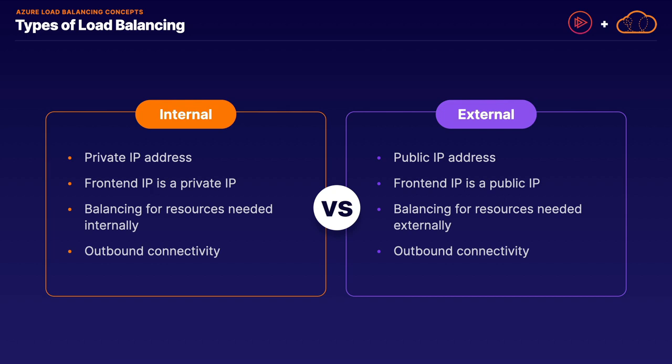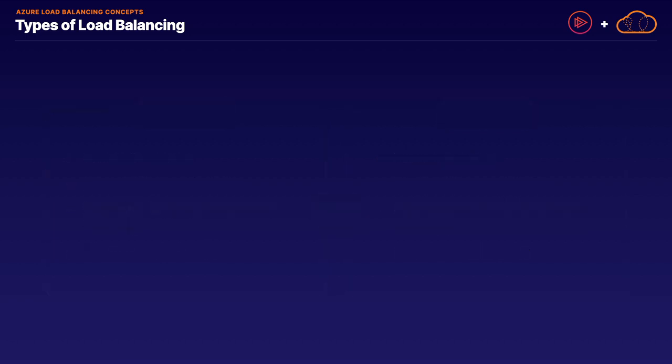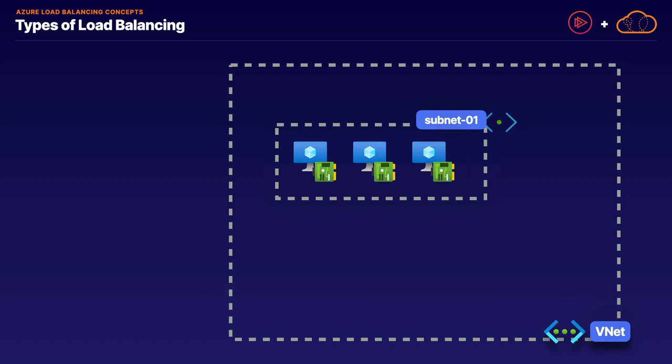Now, while this covers the high-level differences between internal and external load balancers, I think it's easier to understand all of this when we actually look at it inside of a diagram instead of just comparing them versus one another in a chart here. So let's take a look at the solution in a diagram and understand the differences between internal and external load balancing. Let's say we have our virtual network. And in our virtual network, we have that subnet that has VMs inside of it, right?